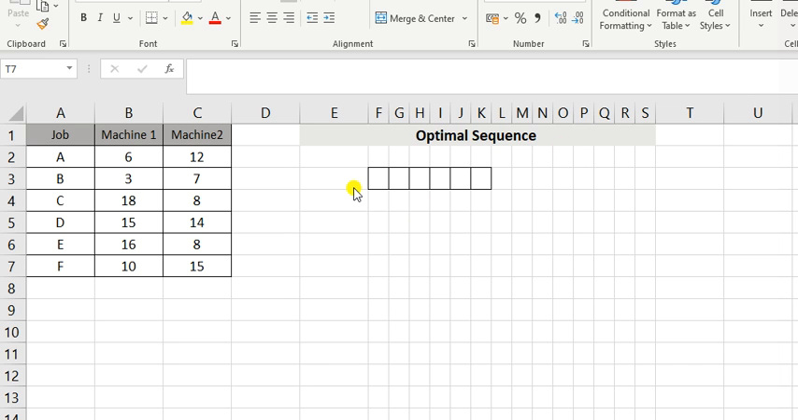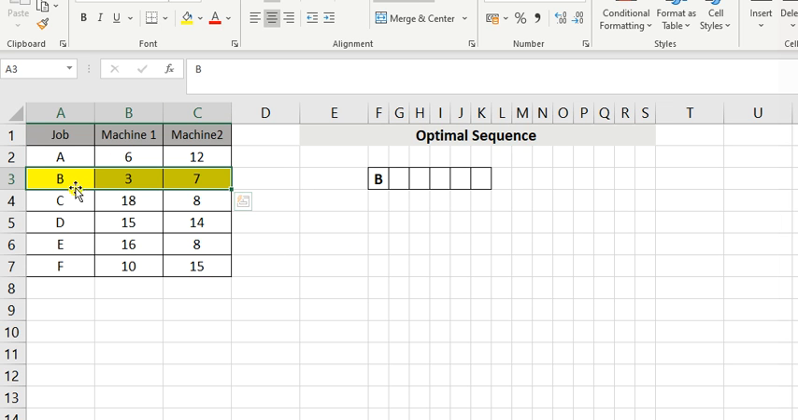Okay, let's look at our example. The shortest processing time here is 3 hours, which is the processing time of job B on the printing machine, or machine 1. So we're going to be putting job B at the very front of the queue. Okay, now we're going to cross it from the list since it's already scheduled.